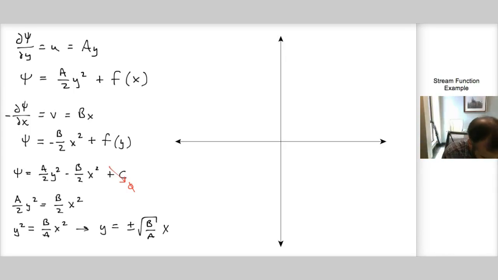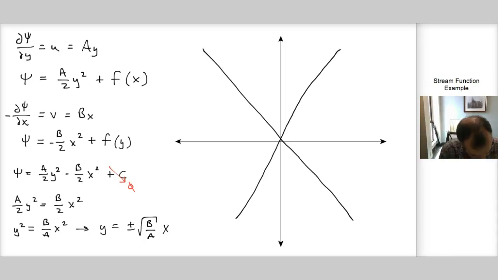Okay, so these are lines going through the origin, and they have a slope of plus or minus the square root of b over a. And so I'm not going to draw specifically the units on here, but we can visualize that as a line going through the origin here and a line going through the origin this way, and the flows are actually in these directions here. Okay, so that's what the streamlines look like going through the origin for this particular problem.